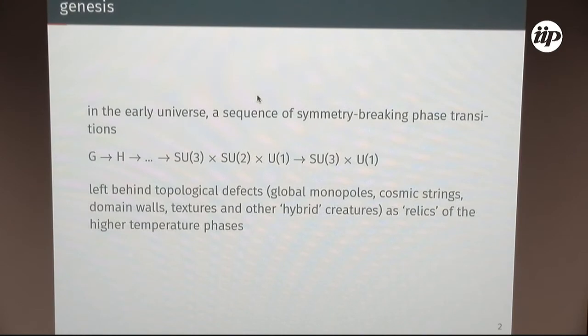So you all know the story, how it went. At the beginning of the universe, there was a sequence of phase transitions. So you have a great symmetry group, and with a sequence of phase transitions that breaks symmetry, that leaves behind defects like monopoles, cosmic strings, domain walls, and hybrid defects as well.